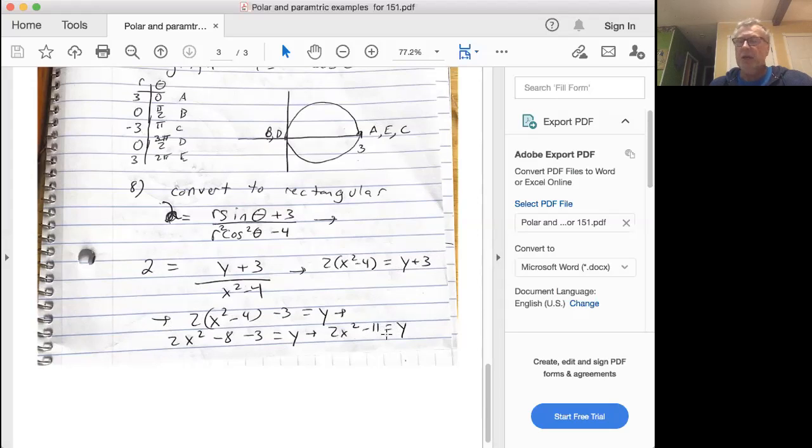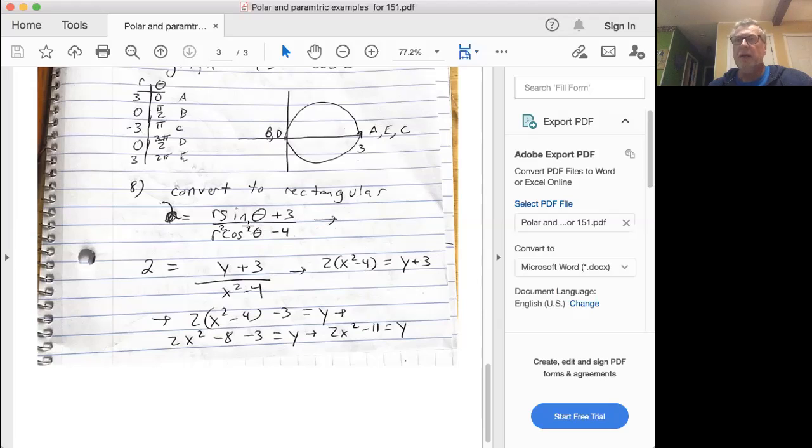Now, the other thing you'll have to be able to do is convert back and forth between polar and rectangular. So anytime we have something in polar coordinates that we want to convert to rectangular, we use x equals r cosine theta and y equals r sine theta. So suppose we have the point 2,3. We have to think about that as the point 2,3.